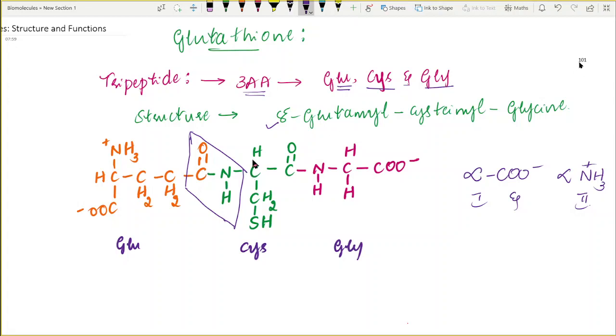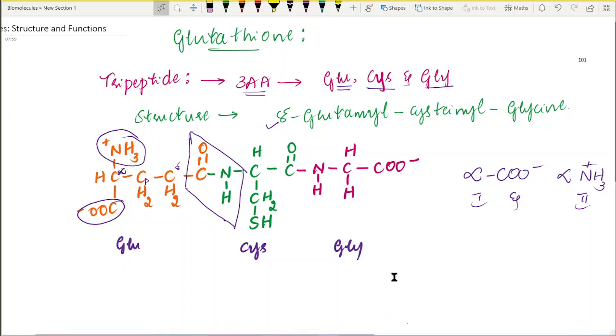gamma carboxyl group. See, this is the alpha carbon of the glutamate, this is the alpha carboxyl group of the glutamate, and this is the alpha amino group of the glutamate. And this is the beta carbon and this is the gamma carbon, so this is the gamma carboxyl group. Because the gamma carboxyl group forms the peptide bond, in the structure we call it gamma glutamyl cystinyl glycine. Students, that's all about the structure of glutathione.